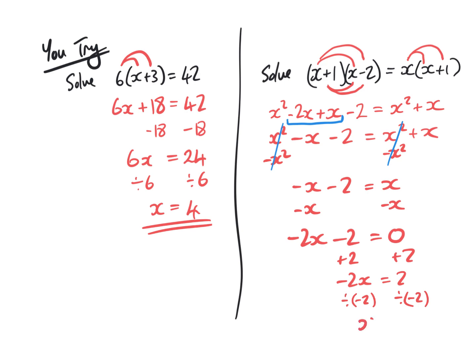So that's x equals, and remember, 2 divided by negative 2, well, it's positive divided by negative. So my answer is going to be a negative. And then it's just 2 divided by 2, which is 1. So my answer is negative 1.